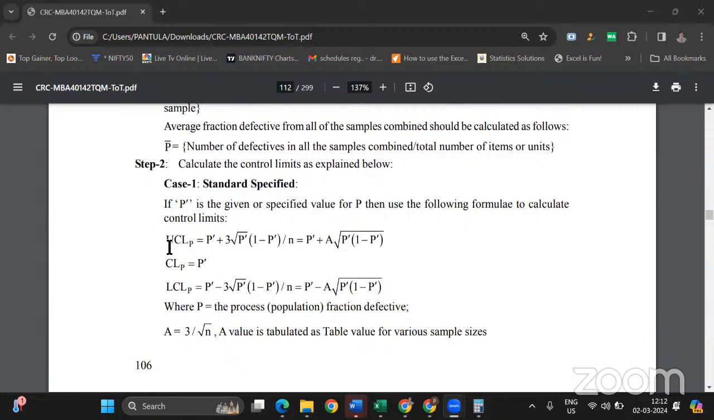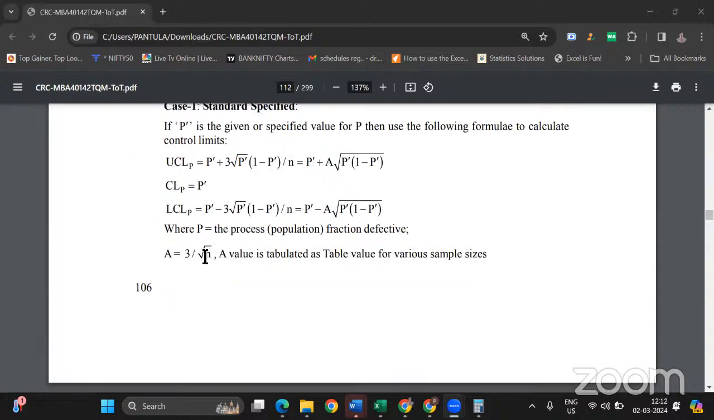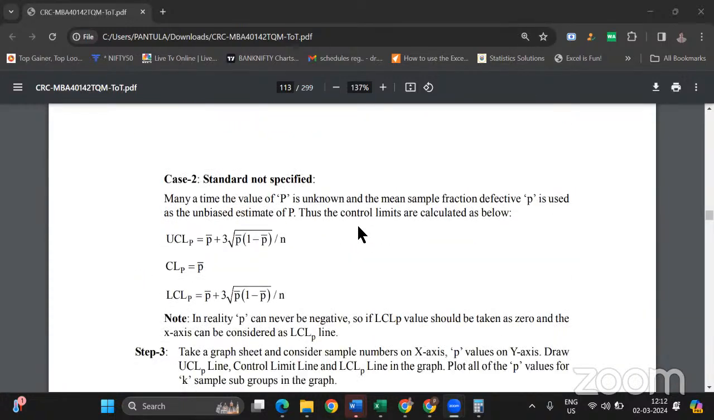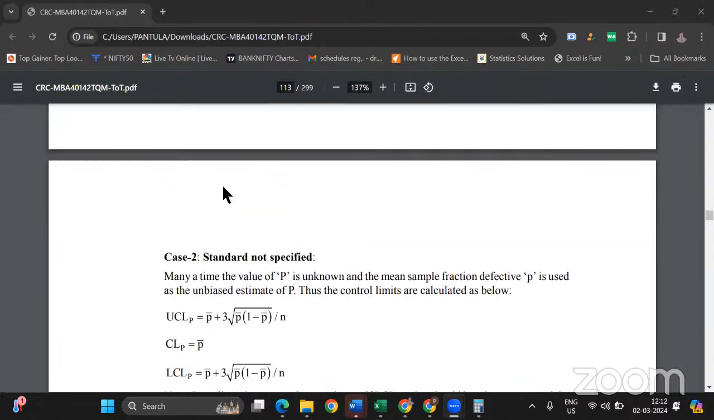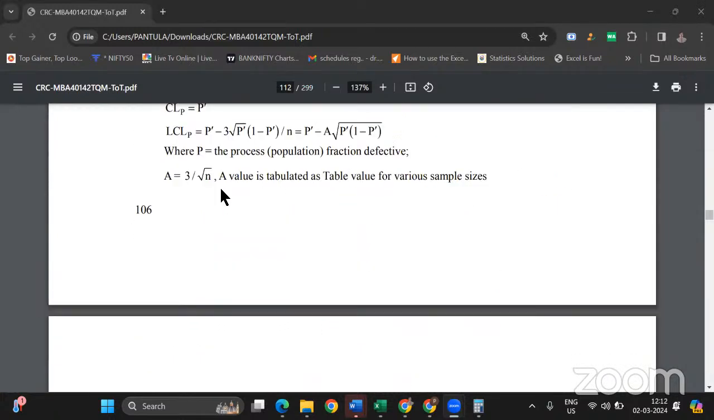For a standard specification, UCL equals p0 plus 3 times the square root of p0(1 minus p0) divided by n, and the lower limit is the same with a minus sign, where p0 is the process, that is the population, fraction defective. You can see here the standard. Now, in many cases the value of p is unknown, so the sample fraction is used. It's not specified, whereas earlier it was specified.